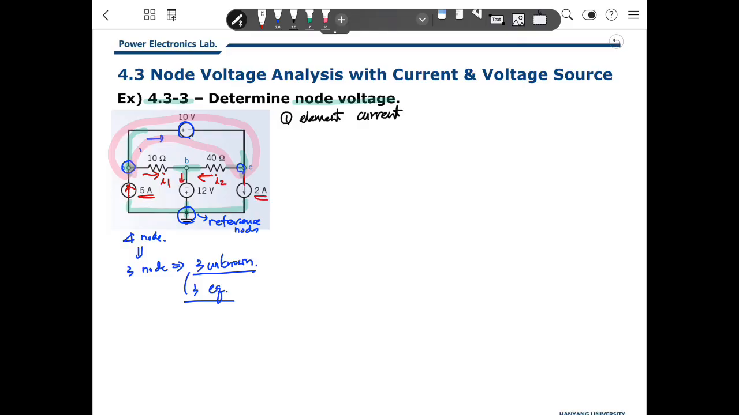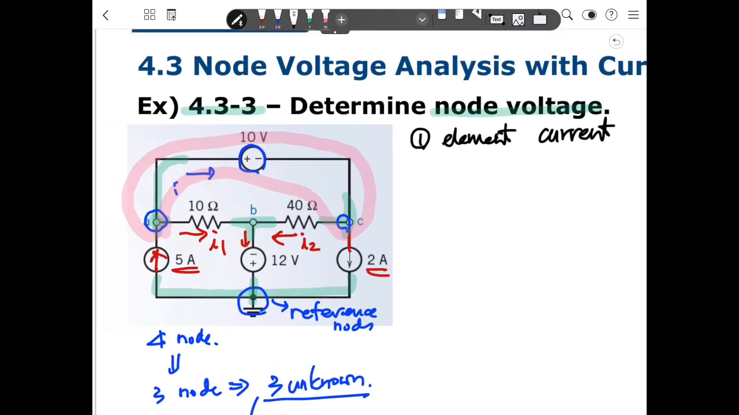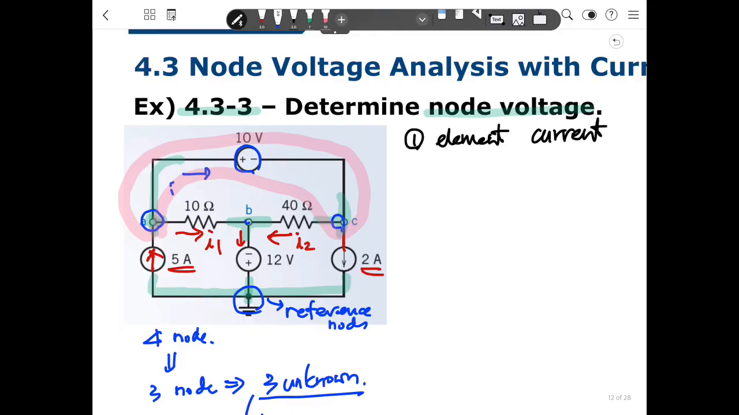But how about this current here? Actually, we should know. Why? Here, we want to make a KCL to get the node voltage VA. To get a node voltage, we should know about this current. But fortunately, because of a voltage source, we know the VB. So we don't need to know about this current. So we will not define the current over here because VB is known based on this source.